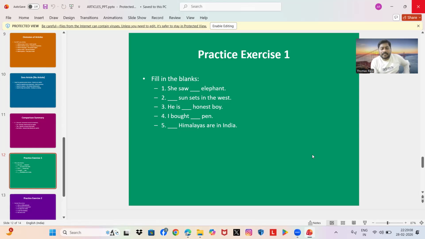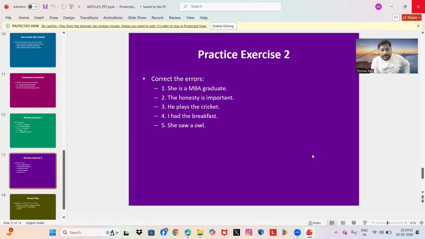So fill in the blanks. Here some exercises are given. So try to do the exercises so that you can become perfect. So after listening to any class, it's not enough just to listen to the class. So after that we have to do an exercise. We have to read at home or we have to practice at home. So that makes us perfect. Practice makes a person perfect. Without practice, we can't become perfect.